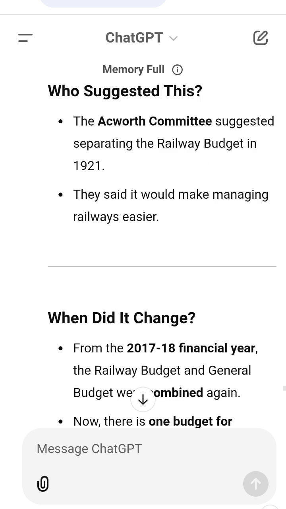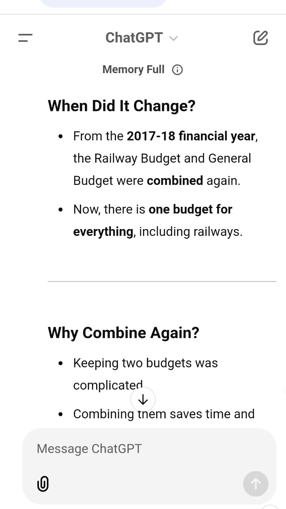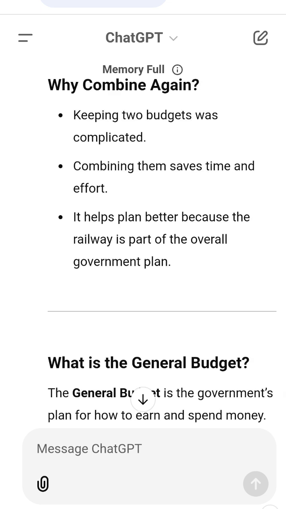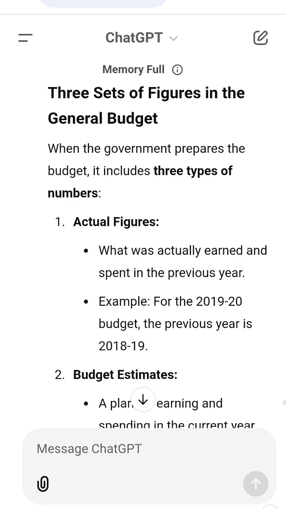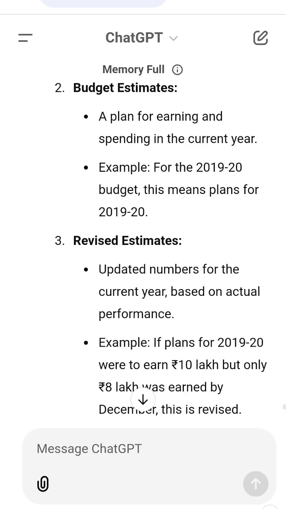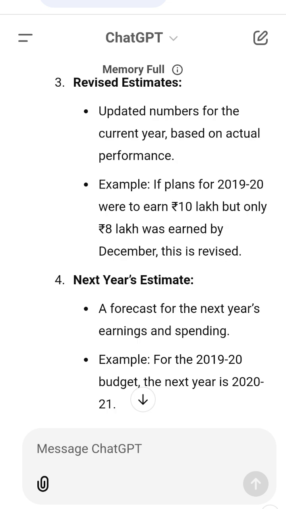Simple example to understand. Imagine your family. Last year, 2018-19, you earned 5 lakh, you spent 4 lakh. This year's plan, 2019-20, you plan to earn 6 lakh and spend 4.5 lakh. This year's revised numbers, 2019-20, by December you earned 4.5 lakh, so you adjust your plan. Next year's plan, 2020-21, you estimate earning 6.5 lakh and spending 5 lakh.